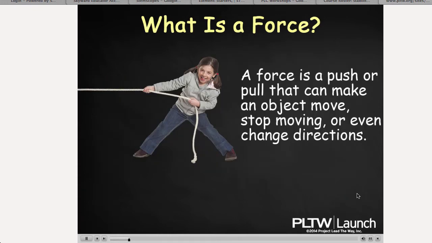Simply put, a force is a push or a pull that can make an object move, stop moving, or even change directions. At times, we need to push an object in order to set it in motion. At other times, a pull is required to start motion, or even to change the direction of motion. These pushes and pulls are examples of forces.